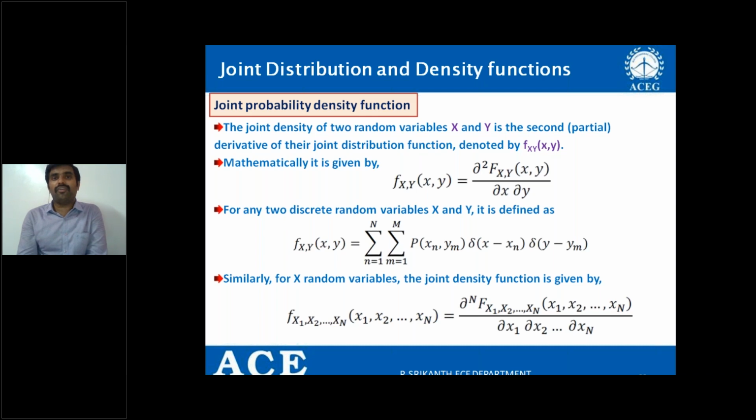So that is ∂^n / ∂x1 ∂x2 ... ∂xn of F_X(x1, x2, ..., xn). It is the general definition for the density function, or joint density function, of n random variables. Understood how to define the density function, right?